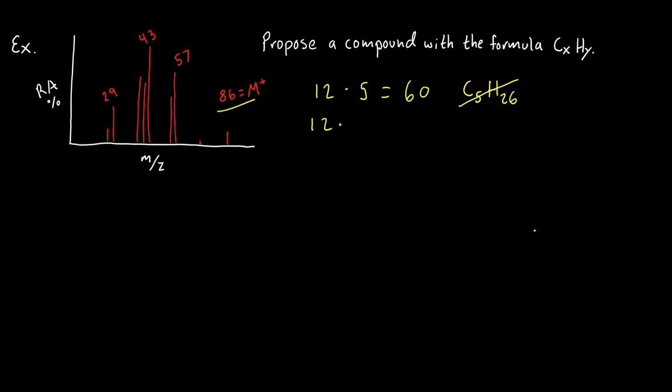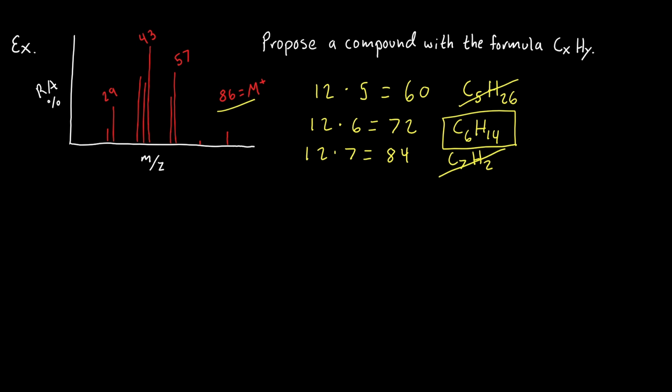If we have 6 carbons, that would be a mass of 72 just for the carbons. So C6 and then 86 minus 72 is 14. So H14, which is definitely a possible compound. Now if we had 7 carbons, that would be a mass of 84, which would mean we only have 2 hydrogens to make a total mass of 86. And that's not a real possible compound. So we know that the compound must be C6H14, which is hexane.